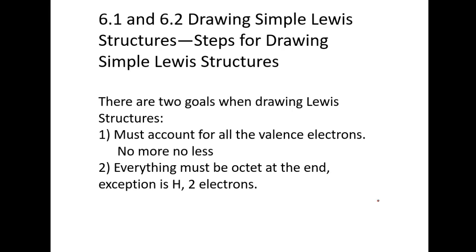The first thing to remember is that there are always 2 goals when drawing Lewis structures, and both of these goals must be met in order to have the correct structure. The 2 goals are: 1, you must account for all valence electrons, no more, no less. Once I start going over the rules, this will make sense. For example, if you calculated 18 valence electrons for your molecule, your final structure has to have 18 valence electrons. It can't have 20, can't have 16. I will remind you of these rules as we do them. The other thing is that everything must be octet. So your molecule at the end must be octet with the exception of hydrogen, of course, which only has 2 electrons. Both of these rules must be accounted for. If you do not account for both of these rules, you will not have the correct structure.